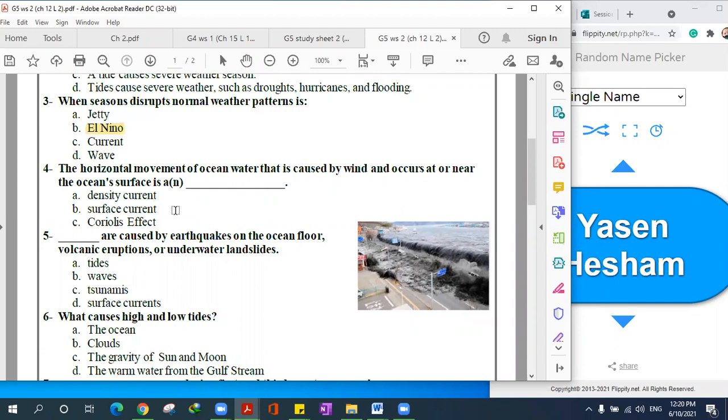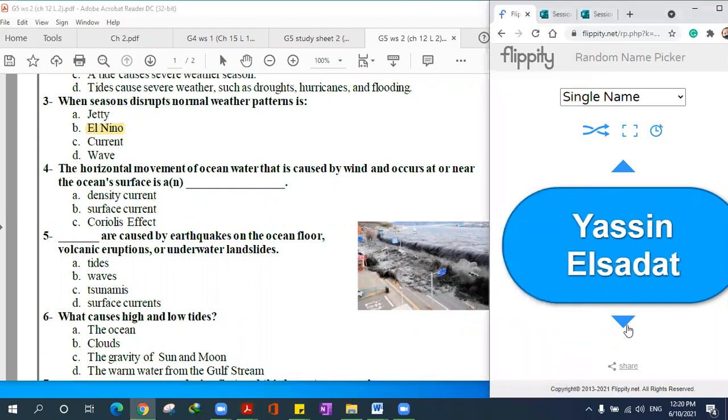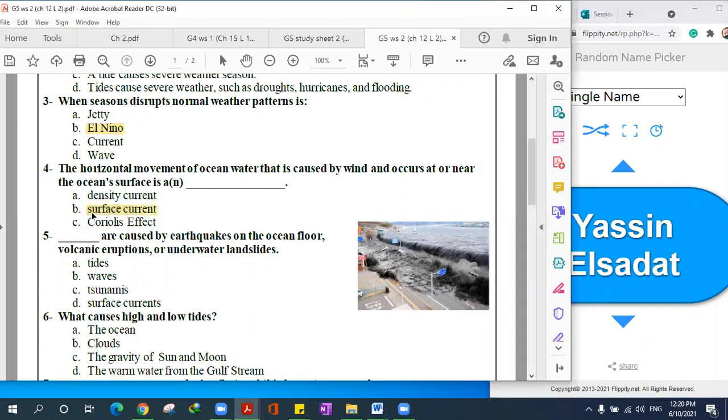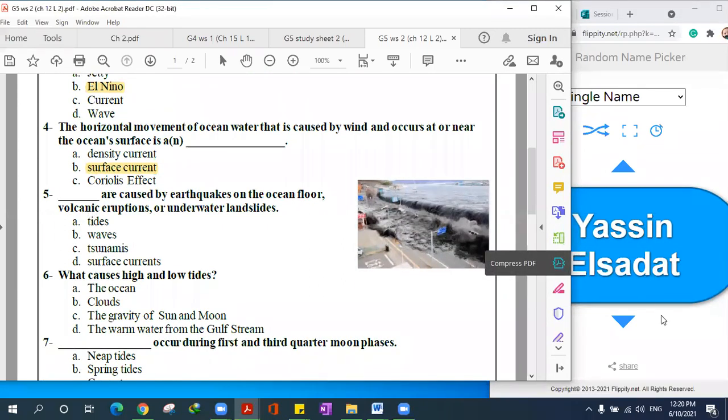Who will answer next? Yes. Surface current. Let me move first. It's supposed to be Yasin, who already answered. So yes, it's going to be surface current. I think I heard him saying surface current. Is it surface current, everyone? Yes. Because it's happening at the surface. Okay.